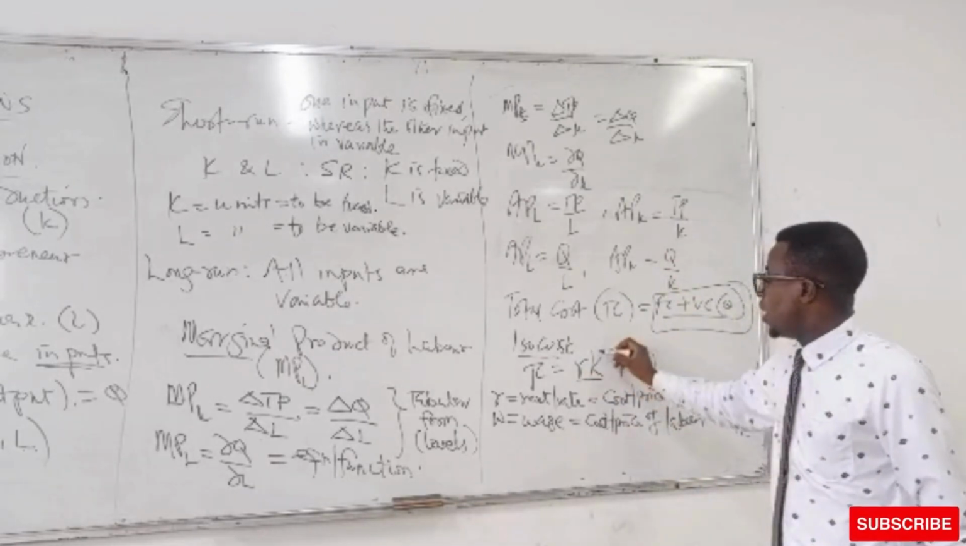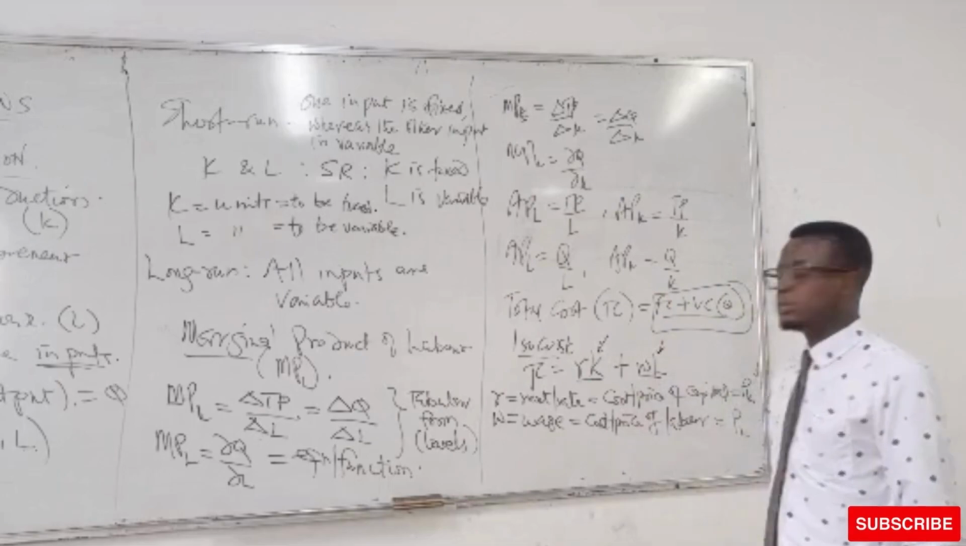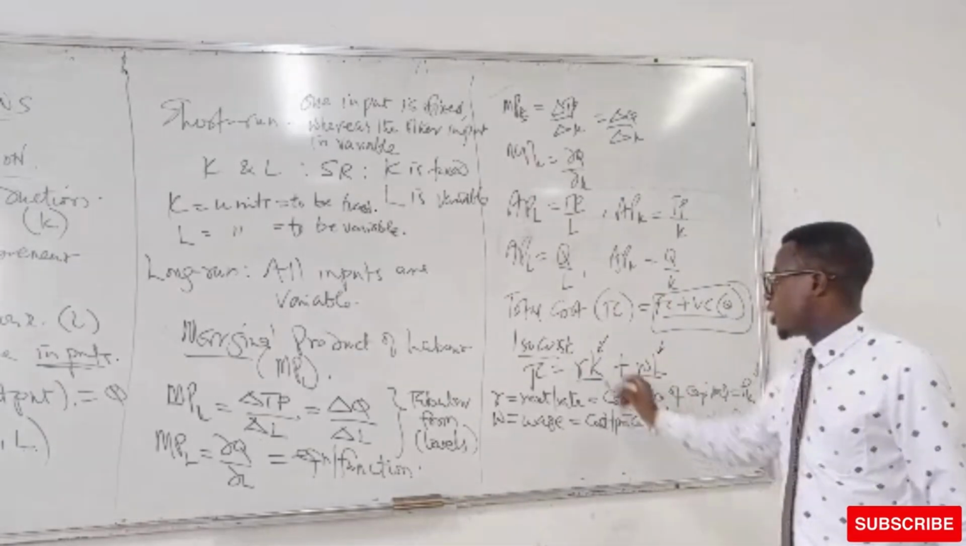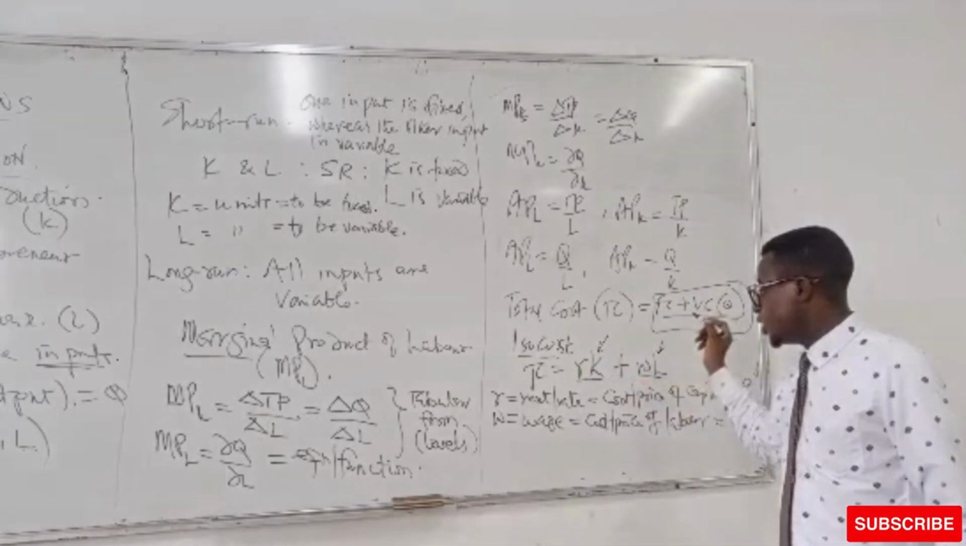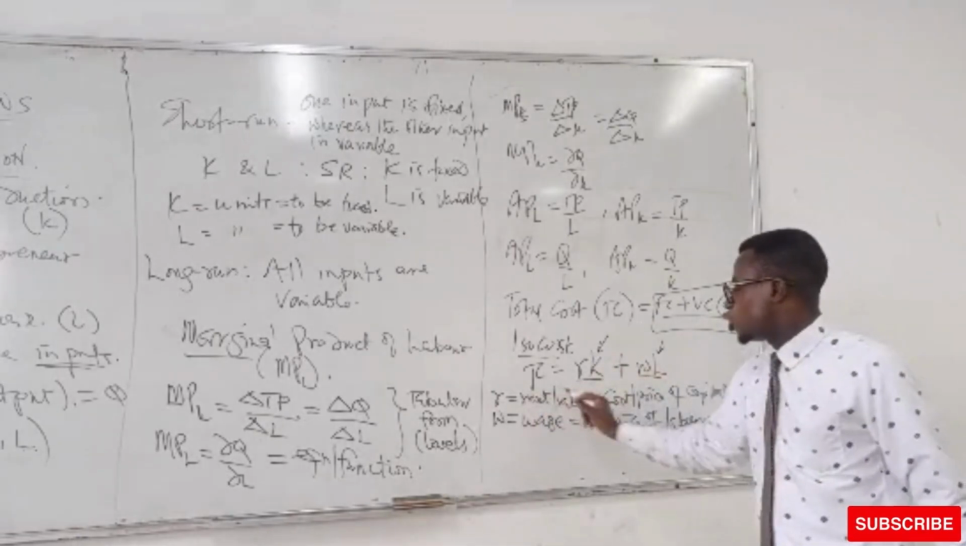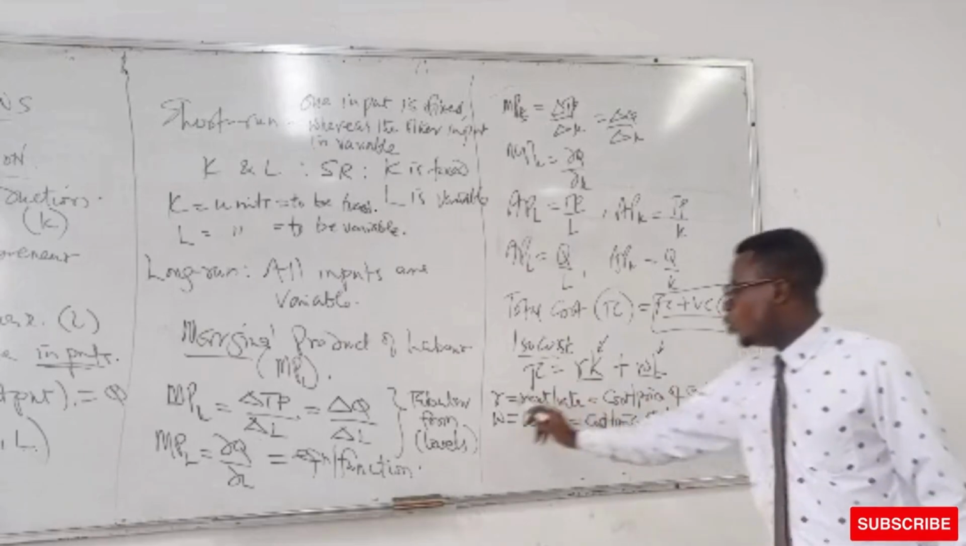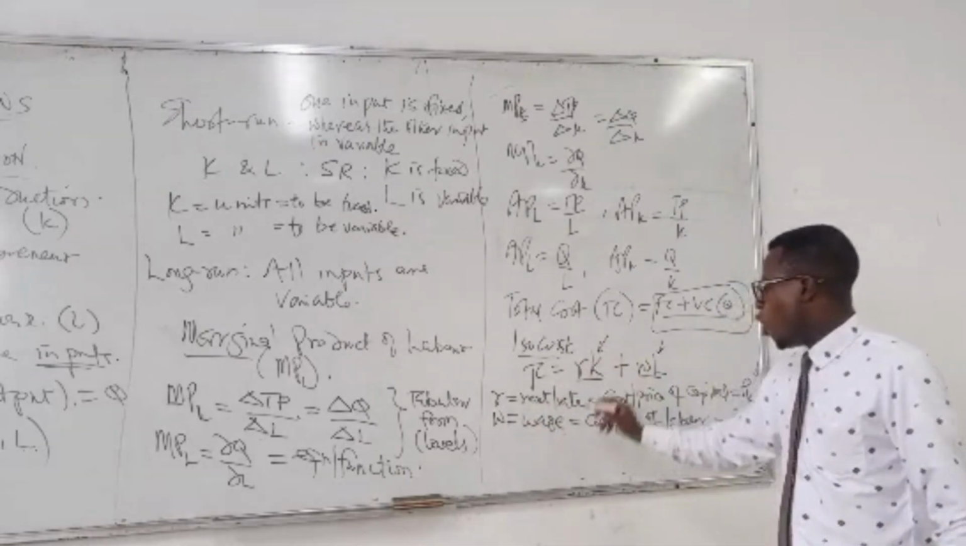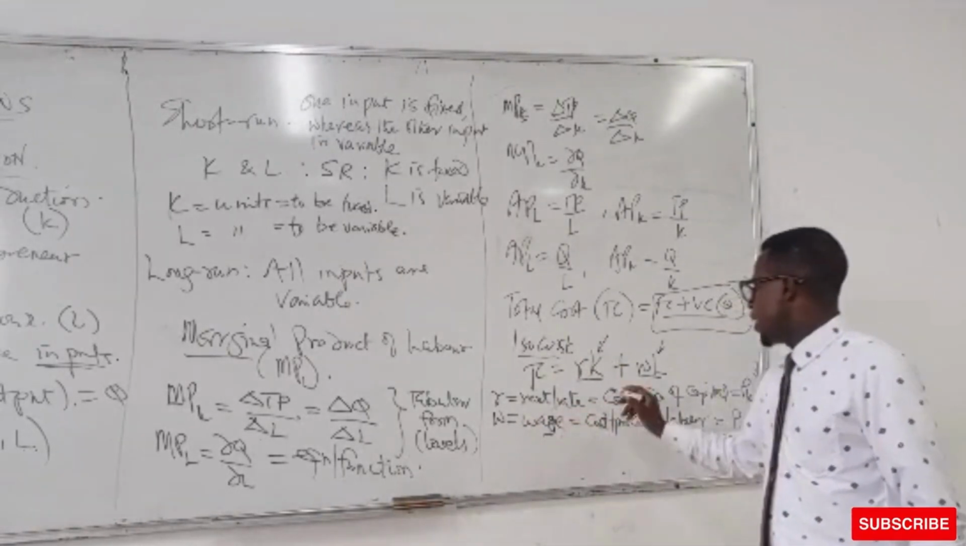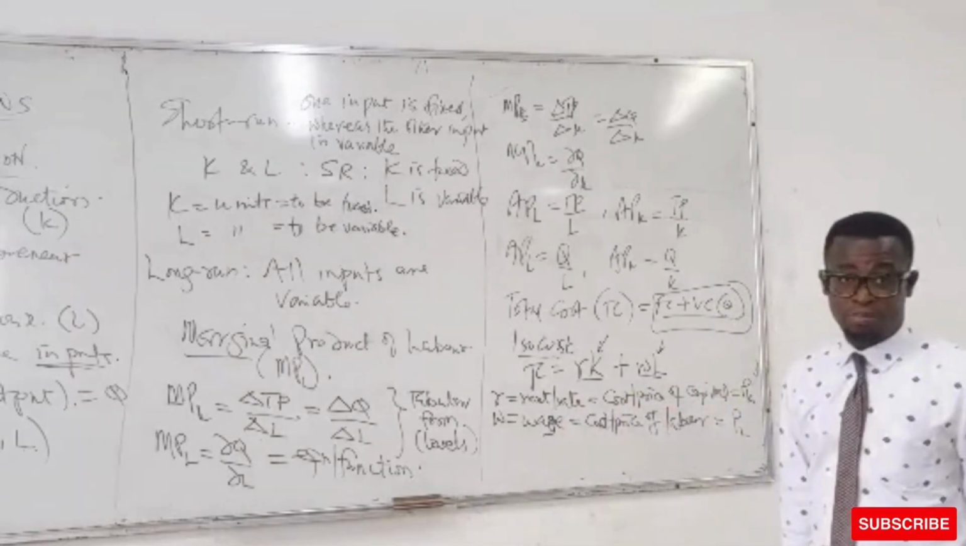Here, we've already explained the K and the L, which are units: capital units and labor units. But the R is the rent or the rate, the cost or price of capital, which is the PK. Then the wage is the cost or price of labor, or the PL.